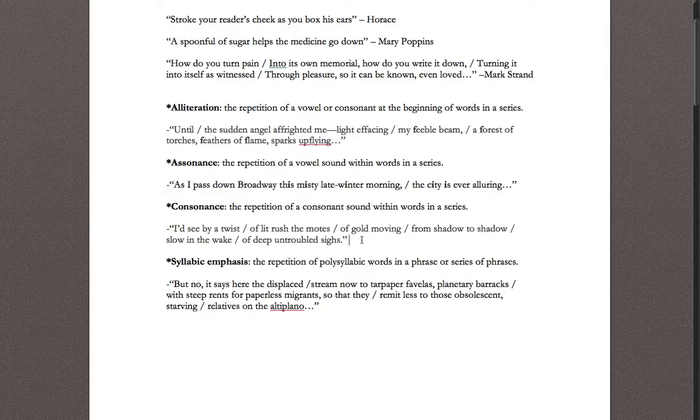We probably have a couple instances of consonants here. I'm going to focus first on the T. Twist, lit, motes, and untroubled. There also is this D: shadow, shadow, untroubled, and mainly in gold. So we see these D's and these T's, and those are examples of consonance.